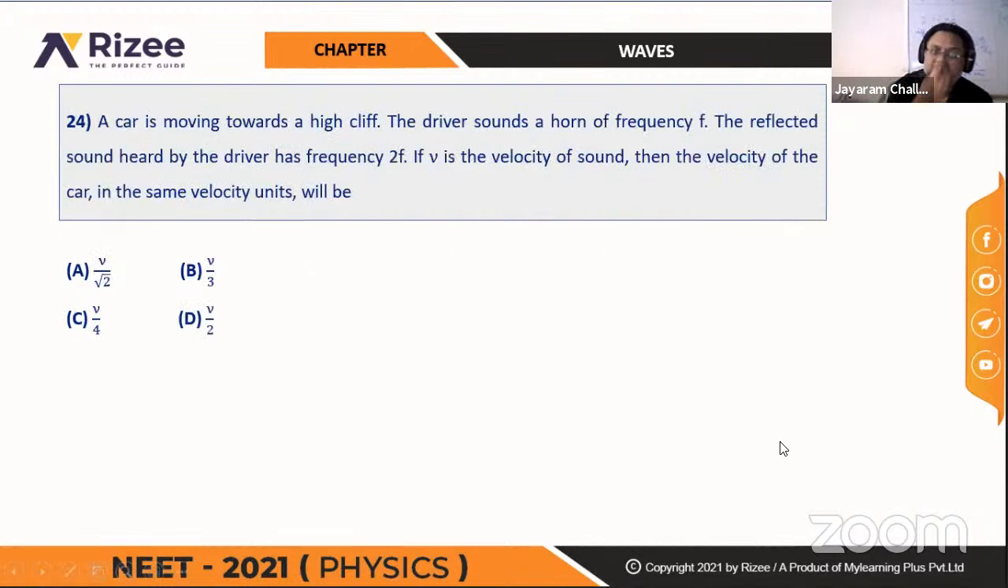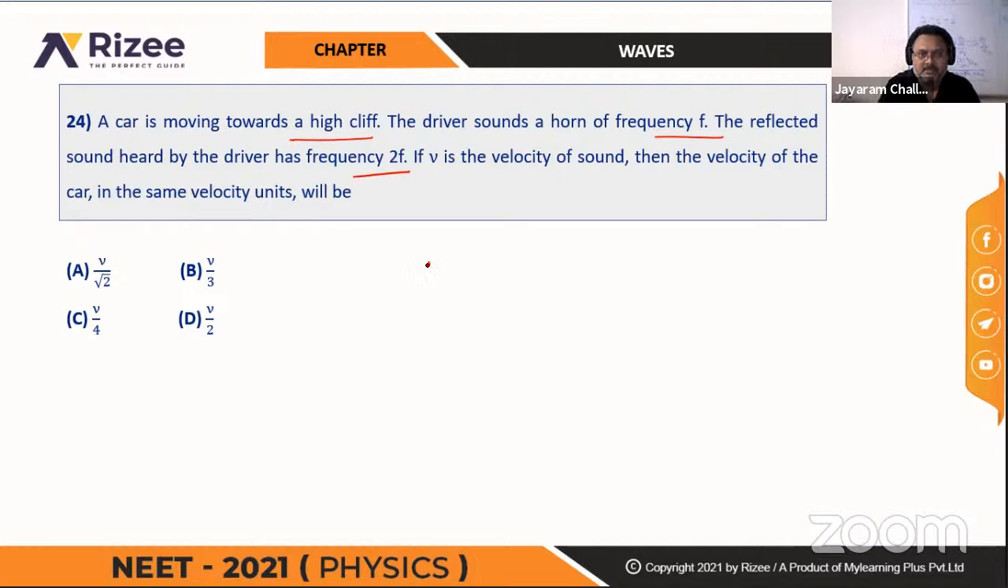A car is moving towards a high cliff. The driver sounds a horn of frequency f. The reflected sound heard by the driver has a frequency of 2f. If v is the velocity of the sound, then he is asking for the velocity of the car in the same units. Okay, fine. So the car is moving towards the cliff. Driver sounds a frequency f. So that means reflected sound.